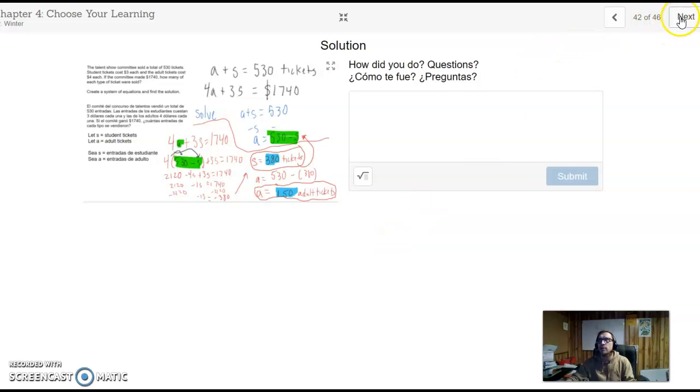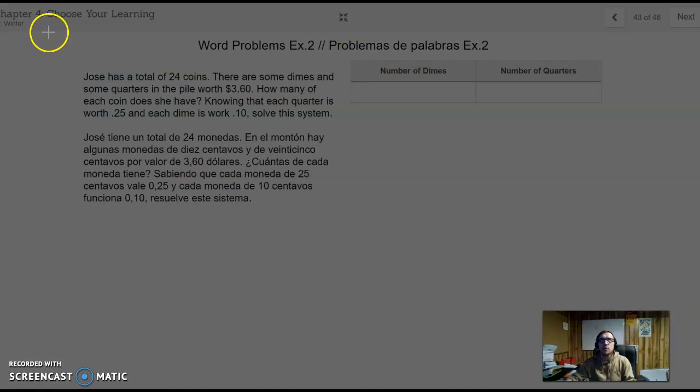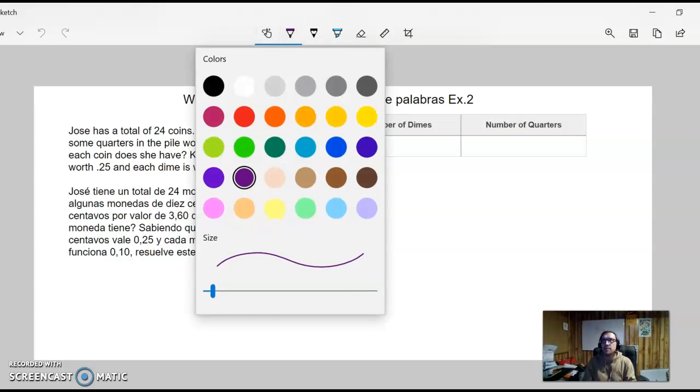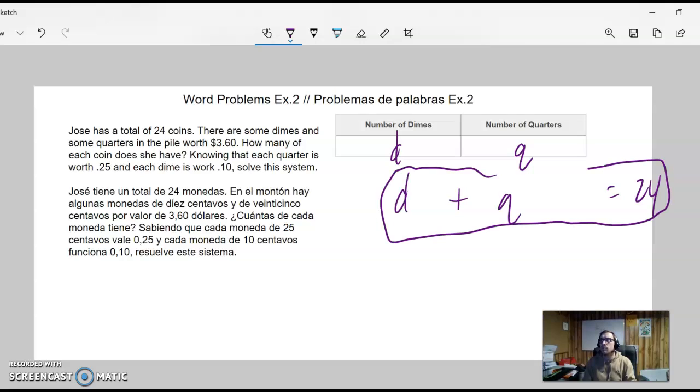All right. We'll finish up here with this last one with nickels and dimes. Same thing, we're going to guess, check, generalize. We're going to make this answer work for us. All right. And we have 24 coins. I know there's dimes and quarters. How do I get to 24? Well, I'm going to guess some number of dimes, and I'm going to guess some number of quarters. Right? And after you guess those, you want to add them up and make them equal to 24. So I know dimes plus quarters has to be 24. That's how that process works its way out.